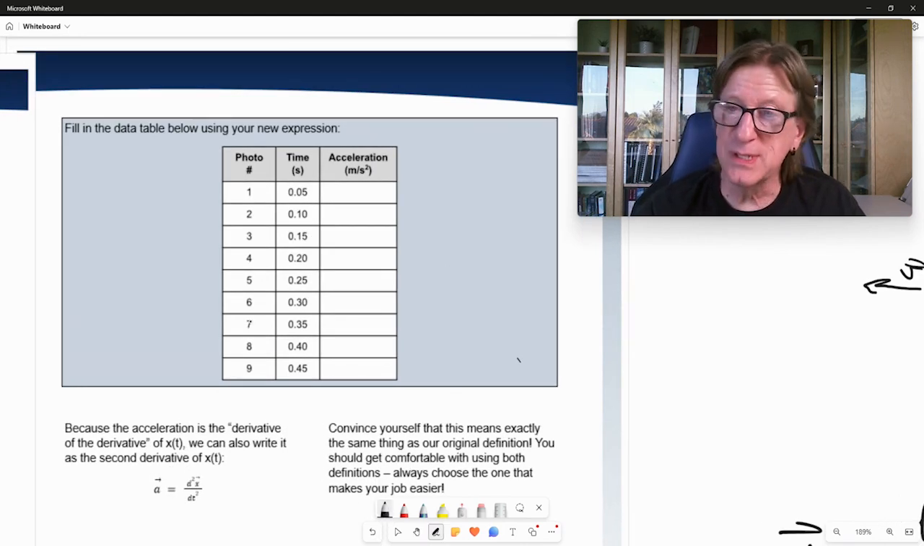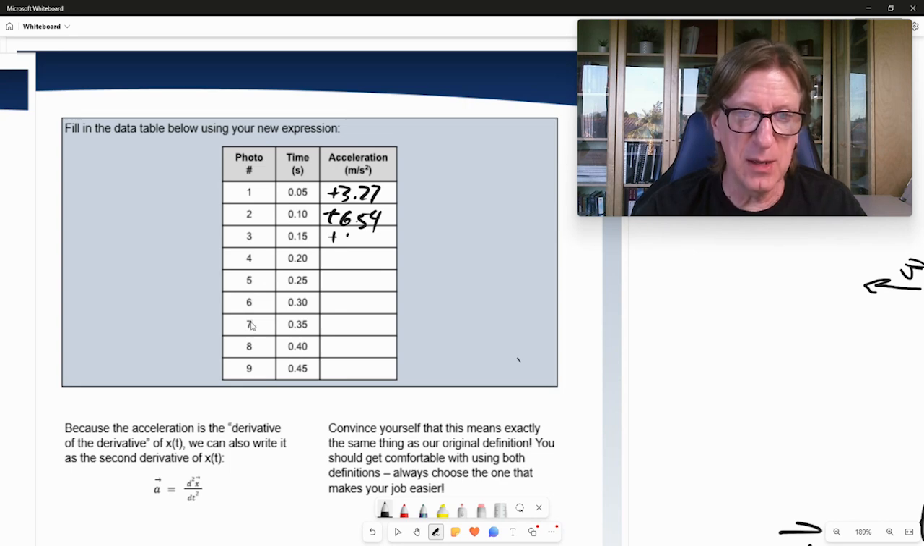All right, so this is for our rocket robot that we were talking about before, not the dropping rocks, but our rocket robot. And so when I did this, I got positive 3.27 meters per second. I got meters per second squared because it's an acceleration. Positive 6.54 meters per second squared at photo 2. And then 9.81 meters per second squared. That might be a familiar number to some of you, but we'll talk about that later.